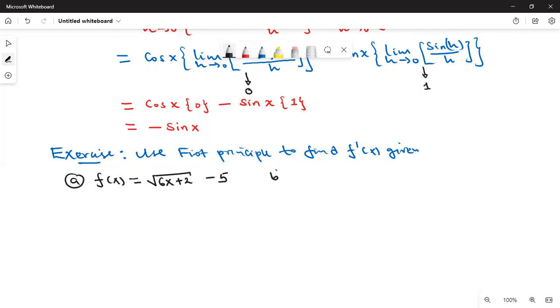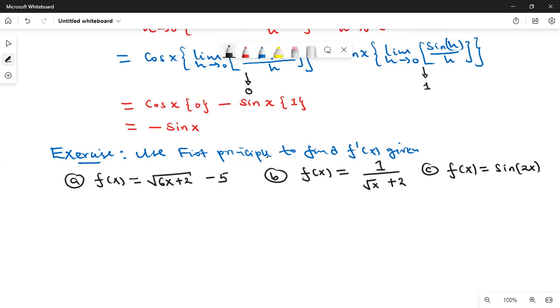In part B, you are told that f of x is equal to 1 over the square root of x plus 2. And in part C, you are told f of x is equal to sine of 2x. Sine of 2x. So try these ones at your own time.